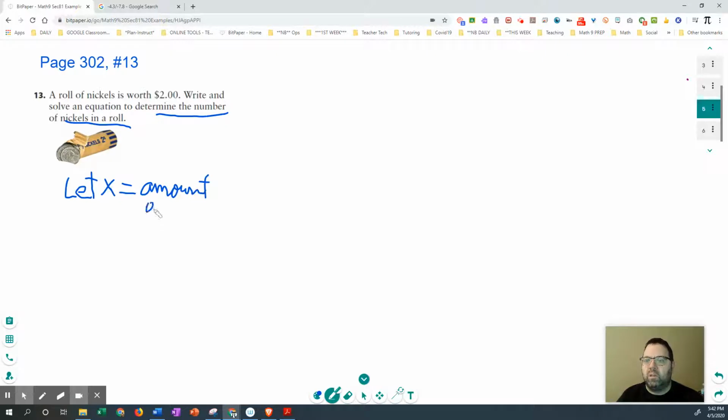Oh, Mr. Smith is trying to do cursive. Nickels. Oh, not bad. It's almost like I'm in grade 3 again. Let x equal the amount of nickels.